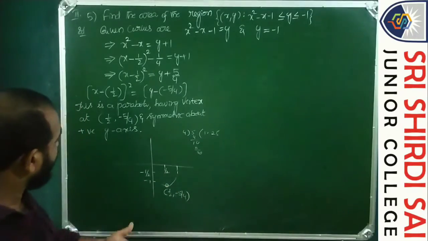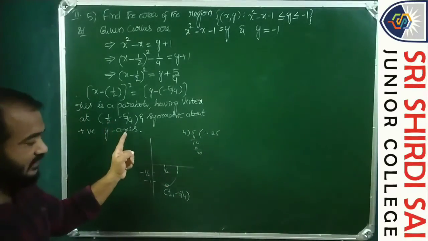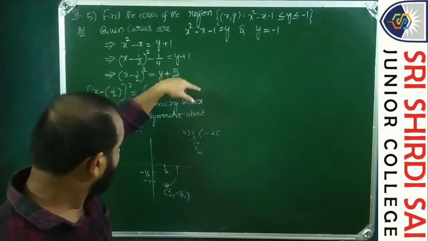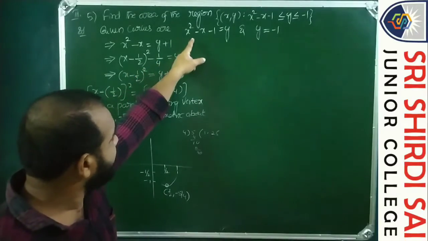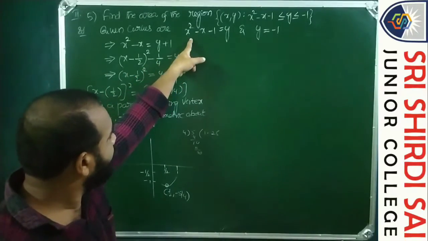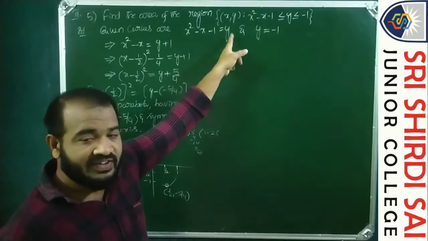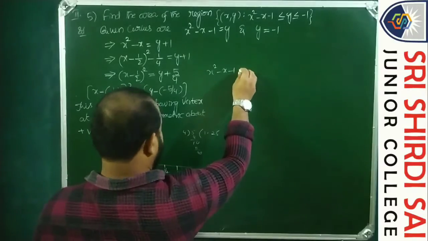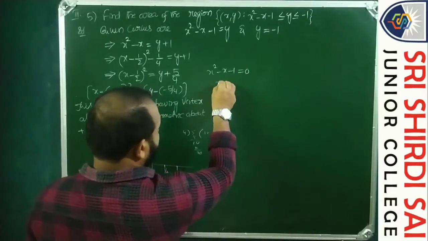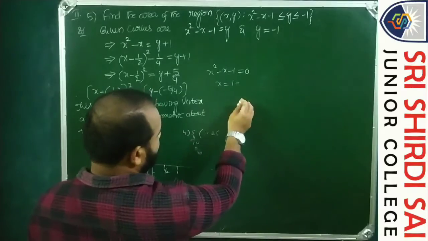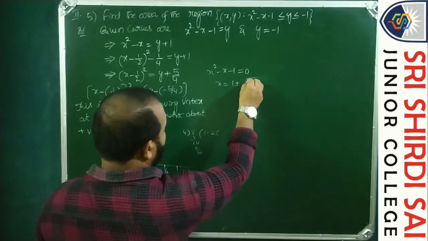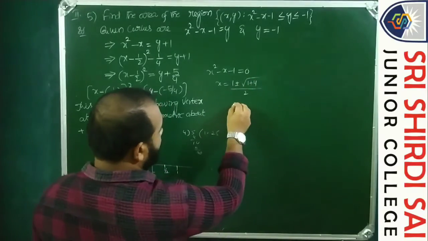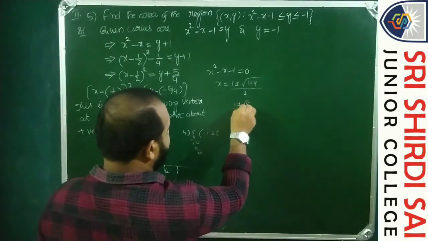And if you want to know where it cuts the x-axis, simply substitute y is equals to 0, since x-axis means y is equals to 0. Then x square minus x minus 1 is equals to 0. So x is equals to minus b plus or minus square root of b square minus 4ac, 4 ones are 4, by 2a. So 1 plus or minus root 5 by 2.